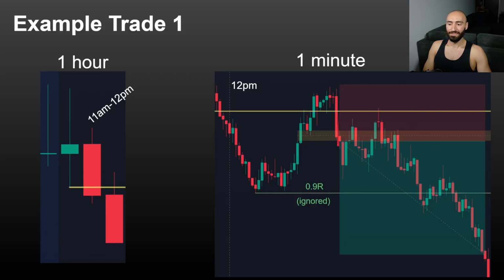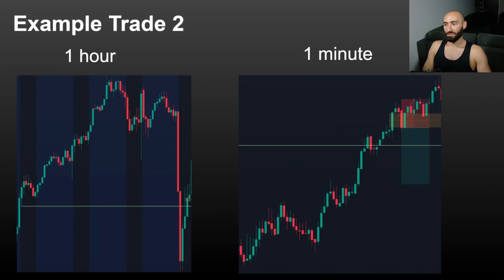Plus 10 ticks. And the only target level here, as you can see, was this, but it's at 0.9R. So I ignored it. I mean, the Python code ignored it. The backtester ignored it because it wasn't within that 1 to 2R range that we're looking for. So set it to 2R default. Boom, it got hit. Beautiful trade. Let's look at example number 2.